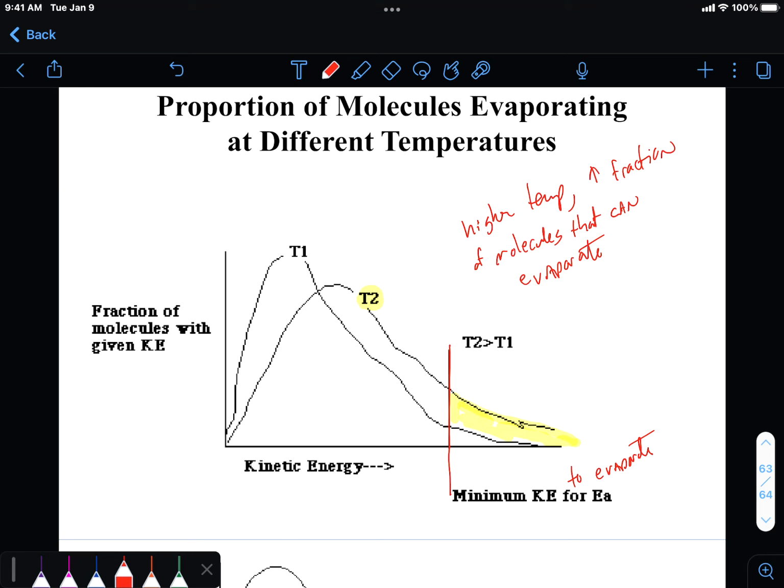And that's what you should be taking away from this graph. Let me ask you a question. What if I cooled it down? What if I drew a third line on this graph that was a colder temperature than both of these? So if I have a cooler temperature, does that make sense? Look at the small amount of molecules that can evaporate now if I lower the temperature.